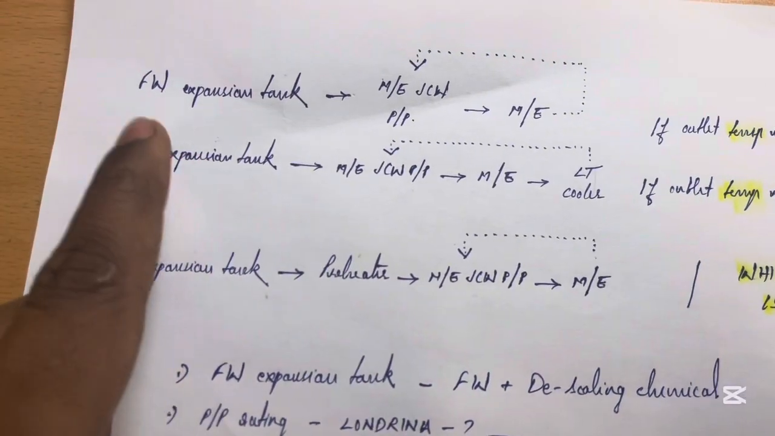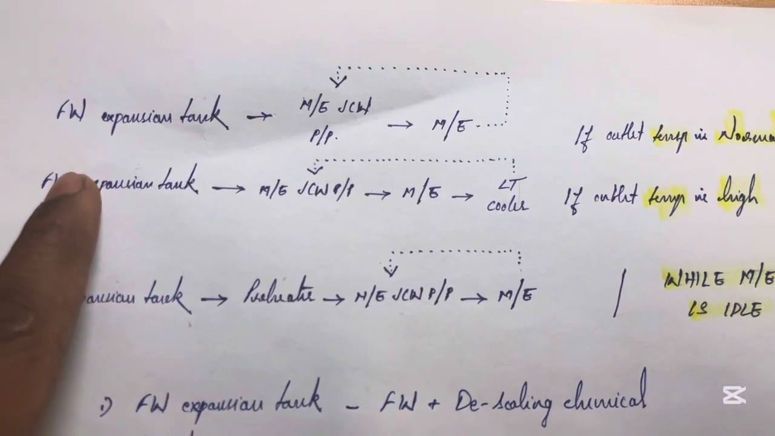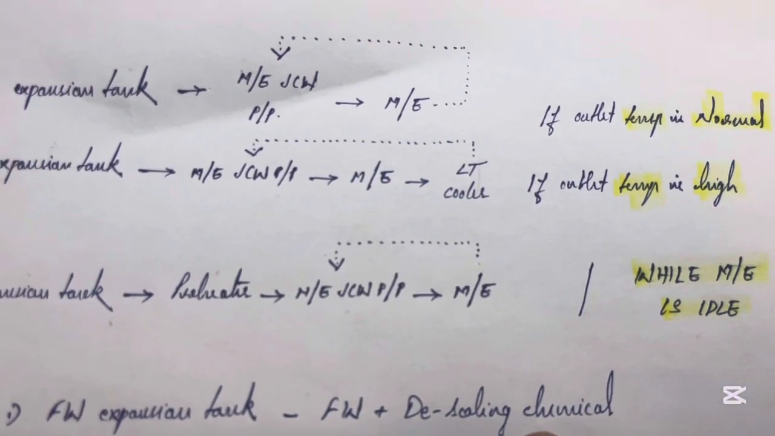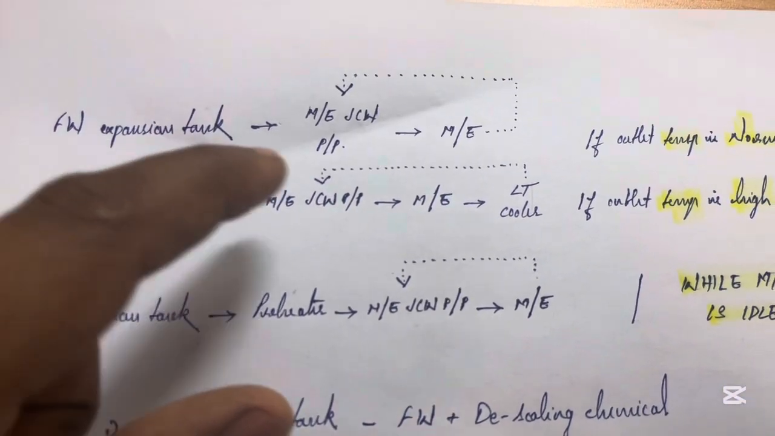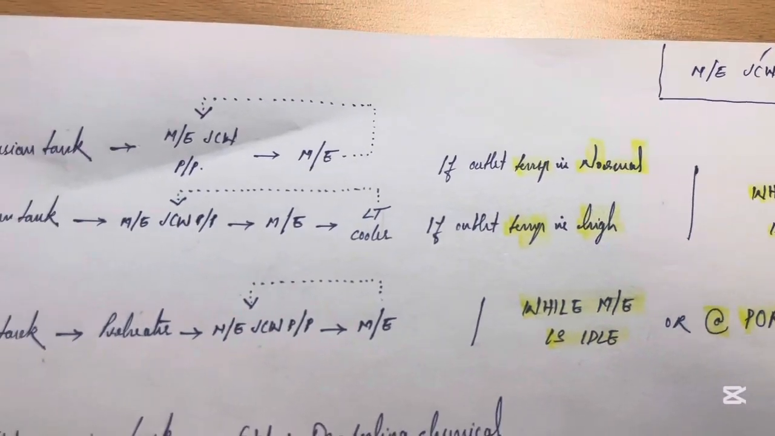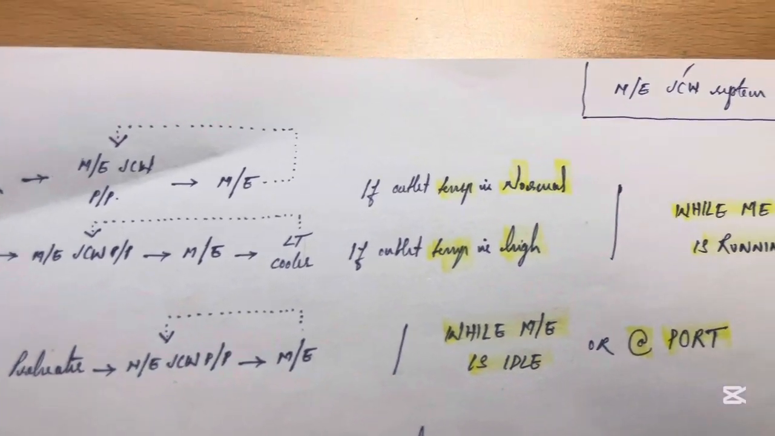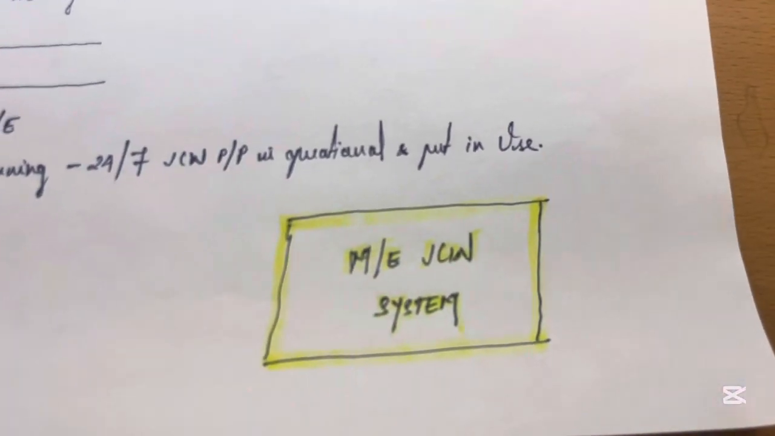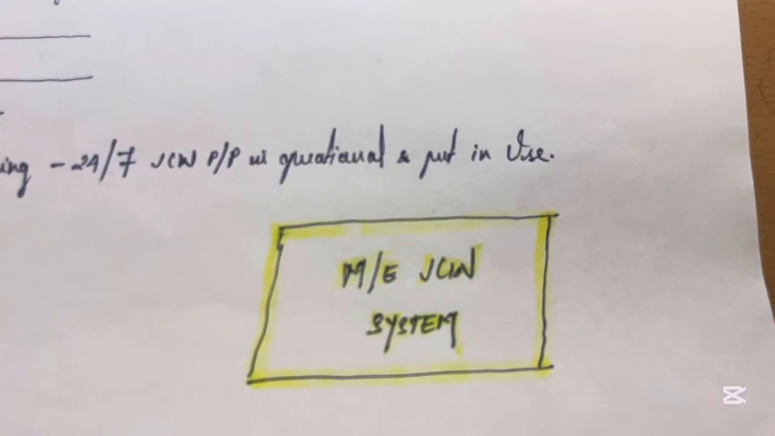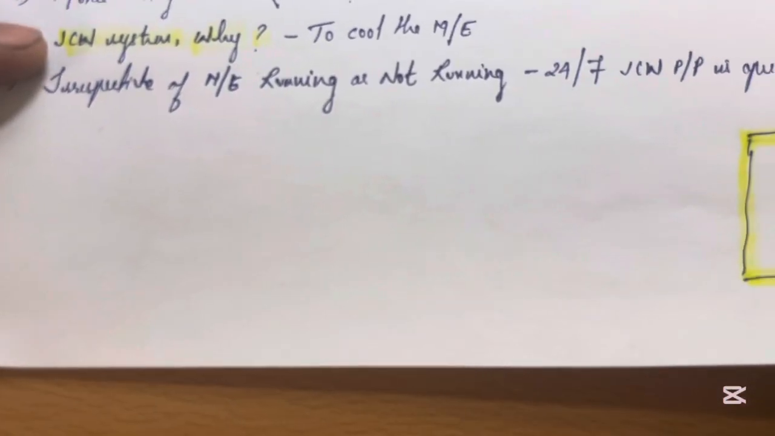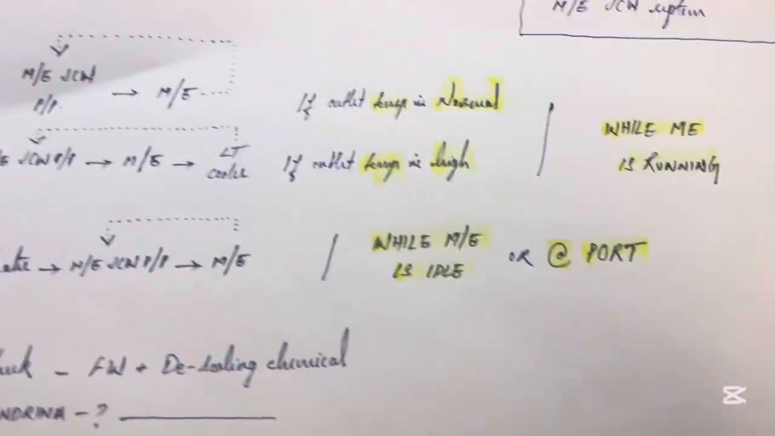The water that we store in the expansion tank should be fresh water added with a descaling chemical, because this water is going to pass through the pipelines, so that the pipelines do not get scaled or blocked in future. So a descaling chemical along with the fresh water is used in the system. And we use the jacket cooling water system to cool the main engine. So this is all about that.